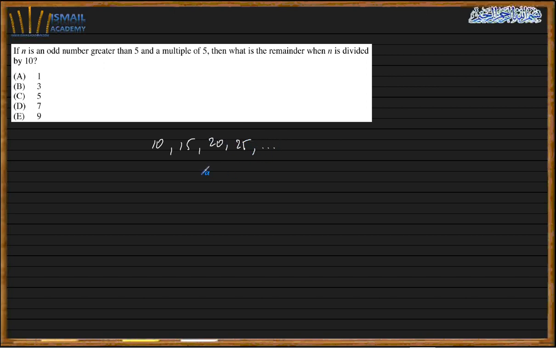So then what is the remainder when n is divided by 10? So either we have the remainder is 0 or the remainder is 5. So we don't have 0 here, but we have 5. That means 5 is my answer.